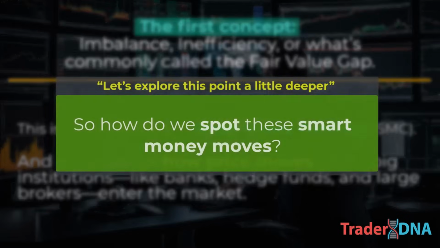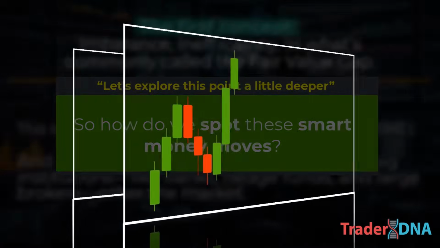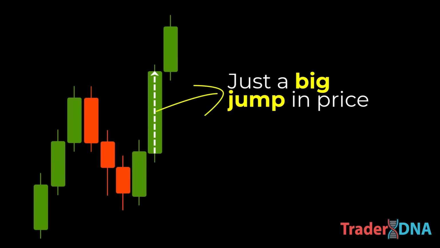So how do we spot these smart money moves? One way is by identifying imbalances or inefficiencies in price, specifically fair value gaps. Now, don't worry, these all mean roughly the same thing. A fair value gap happens when price moves so fast that there's a gap left between candlestick wicks. In other words, there's no trading activity in that area, just a big jump in price.